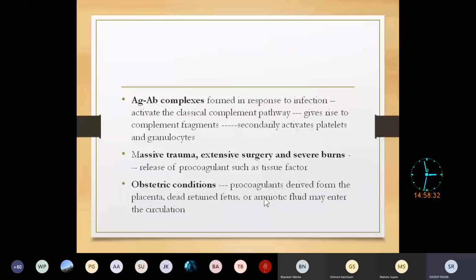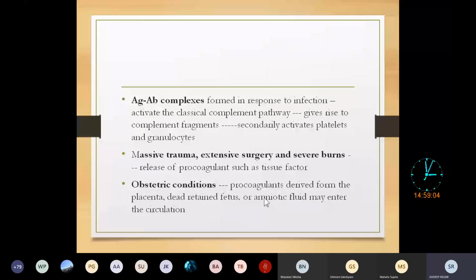In formation of antigen-antibody complex, if it is formed in response to any infection, then it might also activate the classical complement pathway, giving rise to formation of the complement fragments, which will secondarily activate the platelets and the granulocytes.